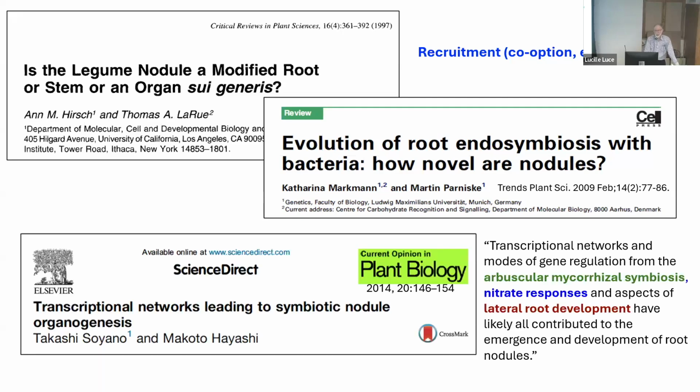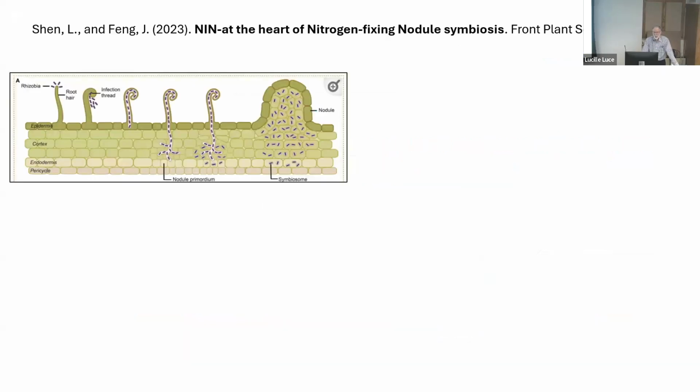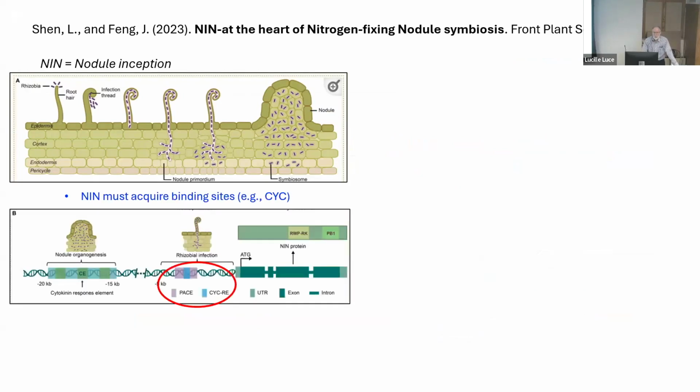And so my colleague Makoto Hayashi and Takashi Soyano asked this question and reviewed this some years back now. And so basically what nodulation has done is recruit gene regulatory modules from arbuscular mycorrhizal symbiosis, from lateral root development, from nitrate responses, and maybe from other places as well, from the whole infection process. There's all sorts of things, but almost nothing about nodulation is itself novel, the genes or anything else. So here at the heart of it all is something called NIN. And this recent review paper, NIN is a transcription factor called nodule inception.